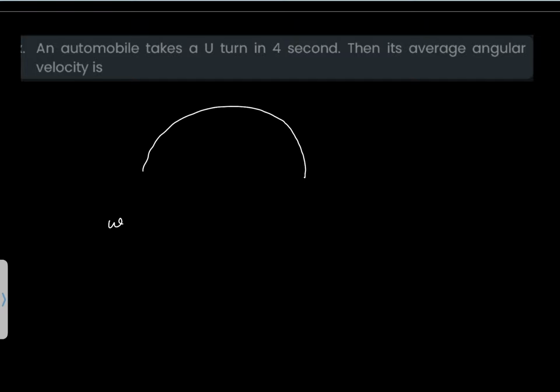So you can see an automobile takes a U-turn in 4 seconds, then its average angular velocity is... Okay, first let me draw that U-shaped structure. If it is taking a U-shaped path like this, it is asking for average angular velocity. So average angular velocity will be equal to total angular displacement divided by total time.